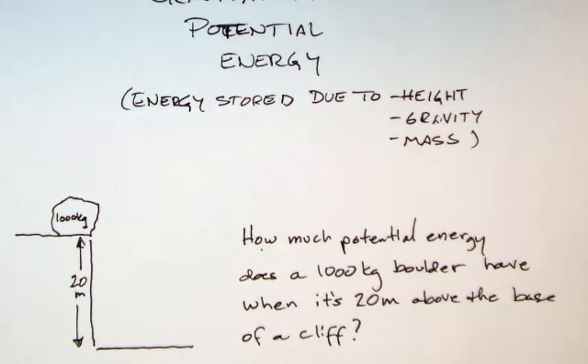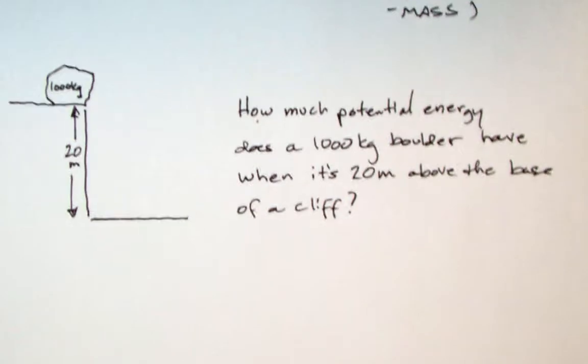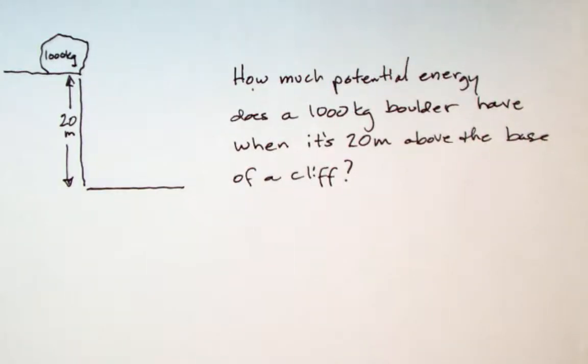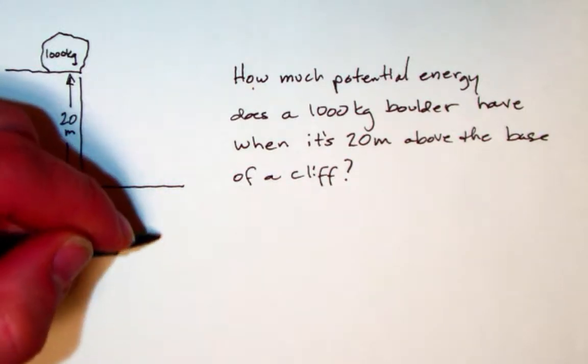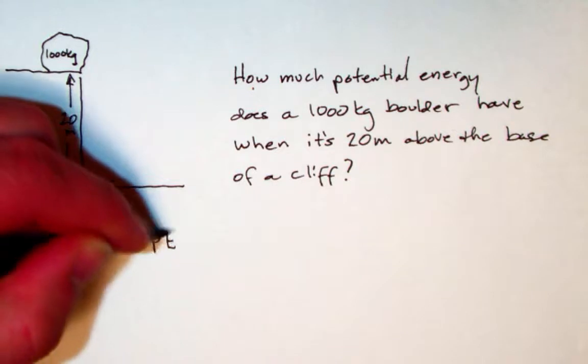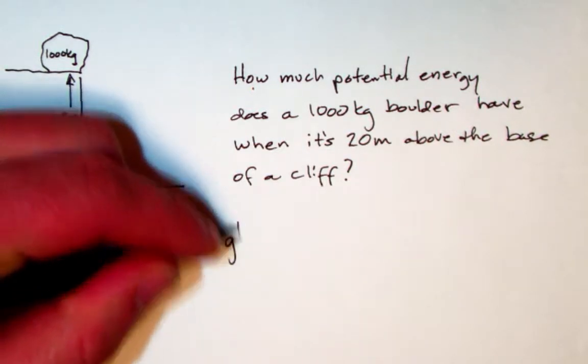So anyway, we're going to take a look at an example here, and we can see we have a 1,000 kilogram boulder that's 20 meters high in the air. It's on a cliff that's 20 meters high, and we want to know how much potential energy does that boulder have. So our equation for finding potential energy is PE equals mass times gravity times height.